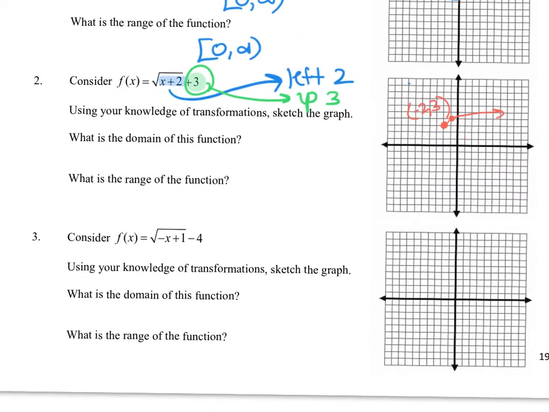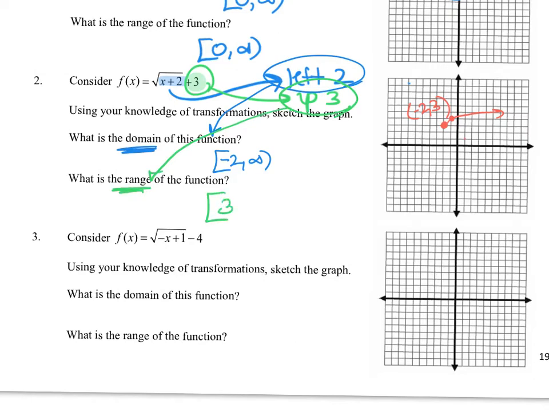So notice now your domain and range have changed. That blue, that's inside the function, that affects your domain because that affects your x values. So instead of being 0 to infinity, it's negative 2 to infinity because it went left. Anything outside affects your range. Why your range? Because those are your y values. Instead of being 0 to infinity, it's now 3 to infinity.